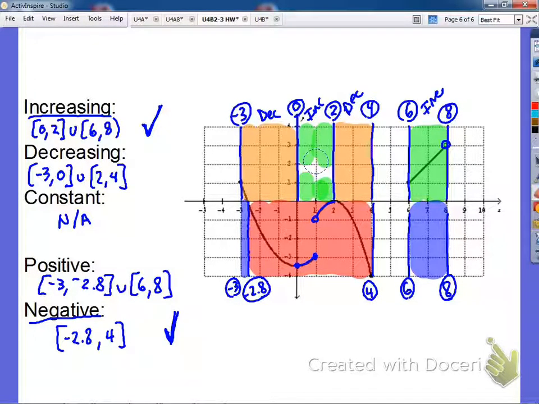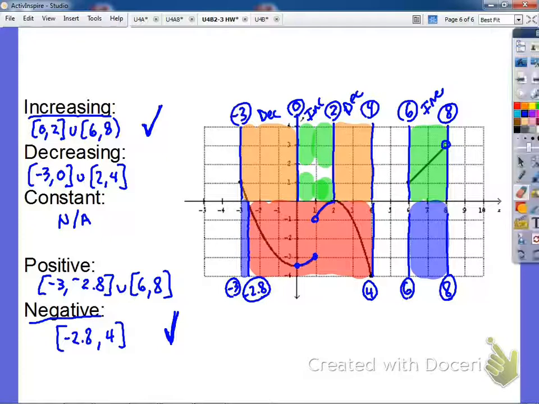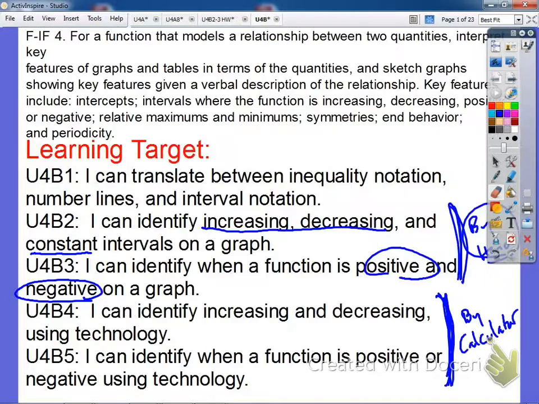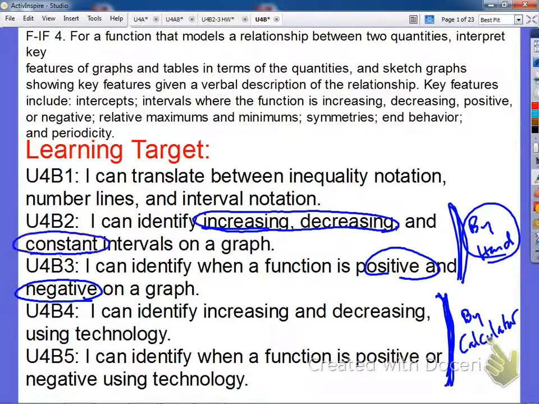All right, so ladies and gentlemen, this was all about increasing, decreasing, and constant intervals on a graph. You can see it now. I need you to be able to identify those intervals. Likewise, I need you to identify when a function is positive and when it's negative on the graph.